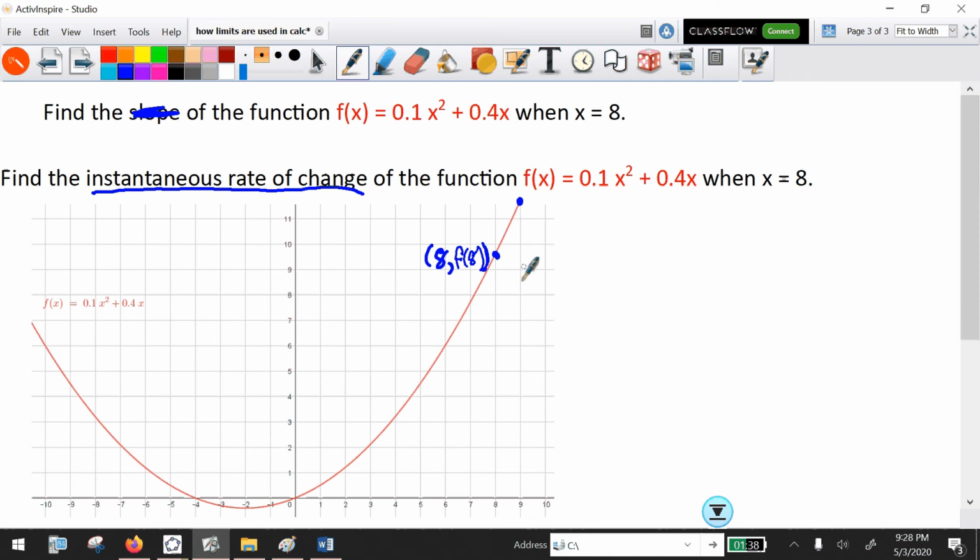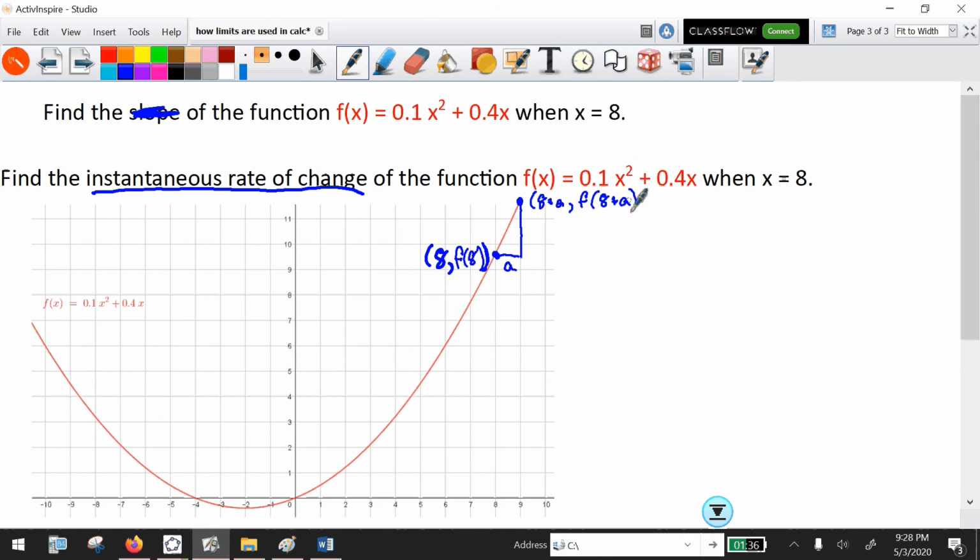And then let's say that this triangle has a horizontal length down here of some arbitrary letter. Let's call it A. That would make the x-coordinate of this point up here 8 plus A. Because all I did was I moved over A units from 8. And the y-coordinate of that point would be f of 8 plus A.